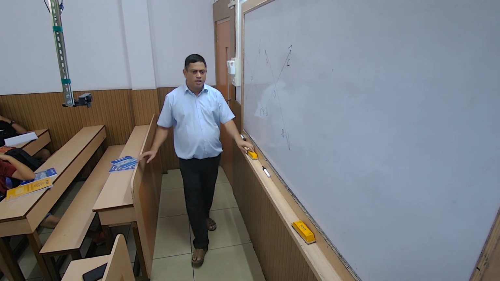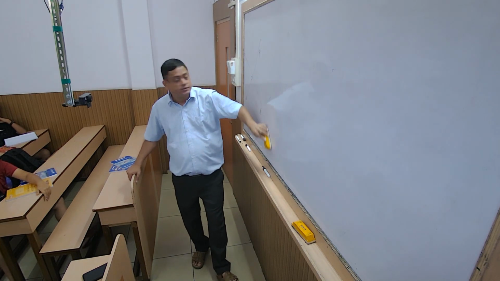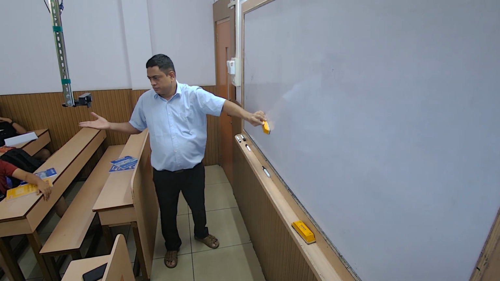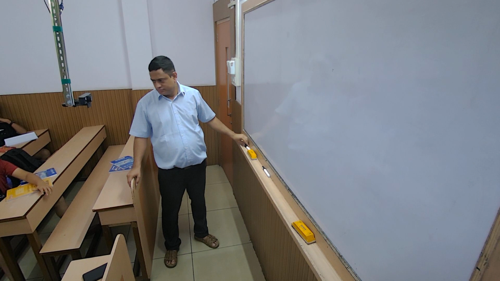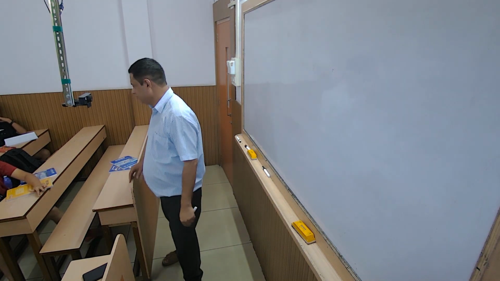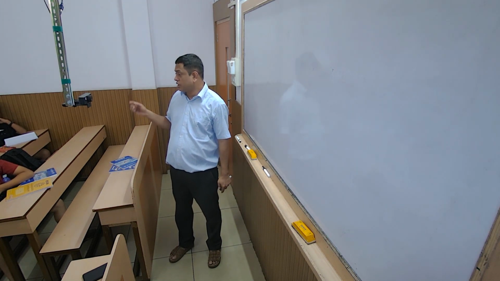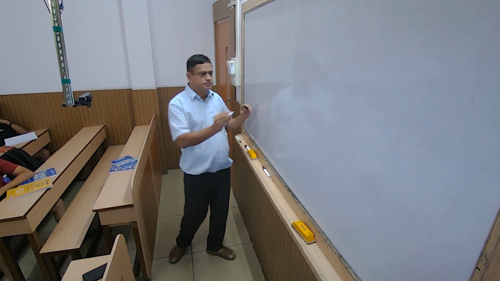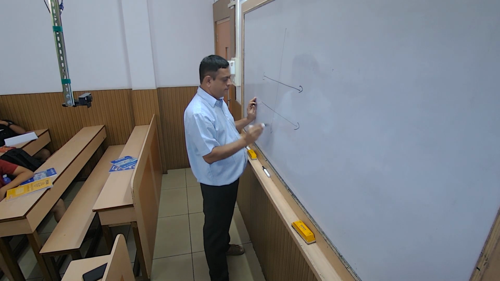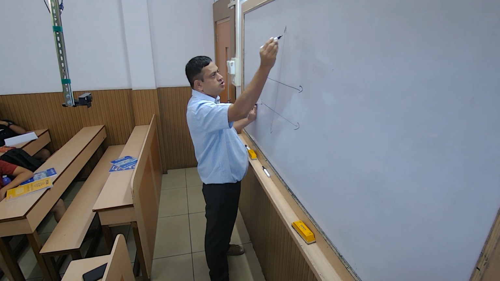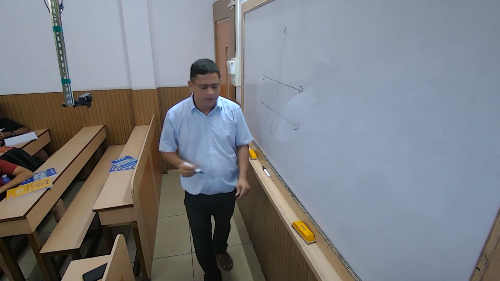Have you heard about transversal? Yes, sir. So, the one figure we had, that is one line. A line which intersects two or more lines is called a transversal. There is one like this. This line is called the transversal.